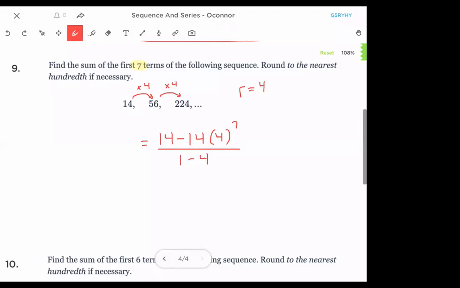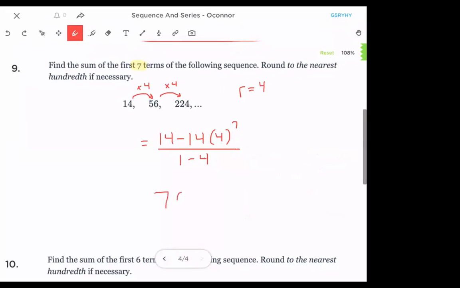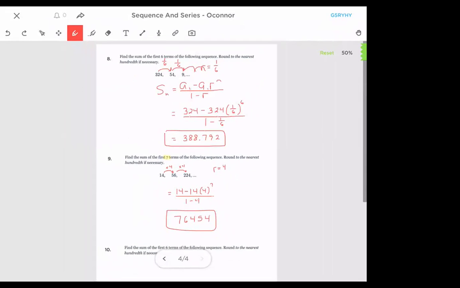Okay, and so now we're just going to plug that into our calculator. So I've got in my fraction 14 minus 14 times 4 to the 7th, all over 1 minus 4. You could put negative 3, of course. And I get 76,454. All right, any questions?